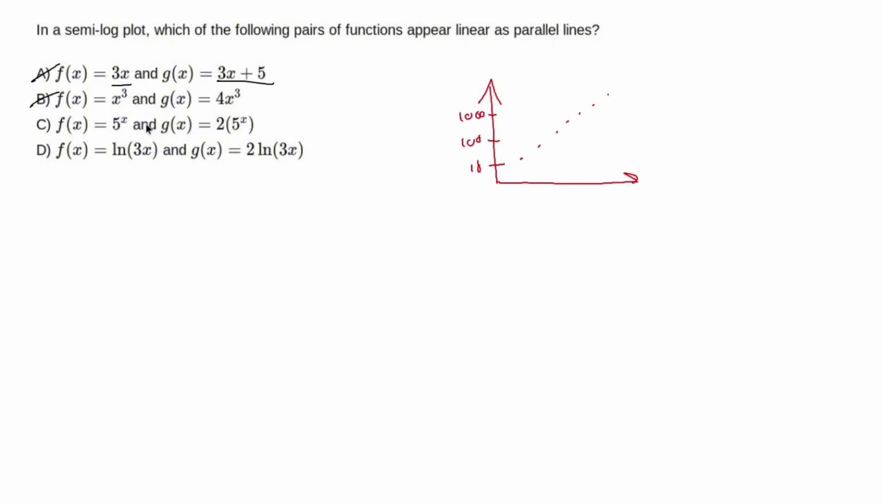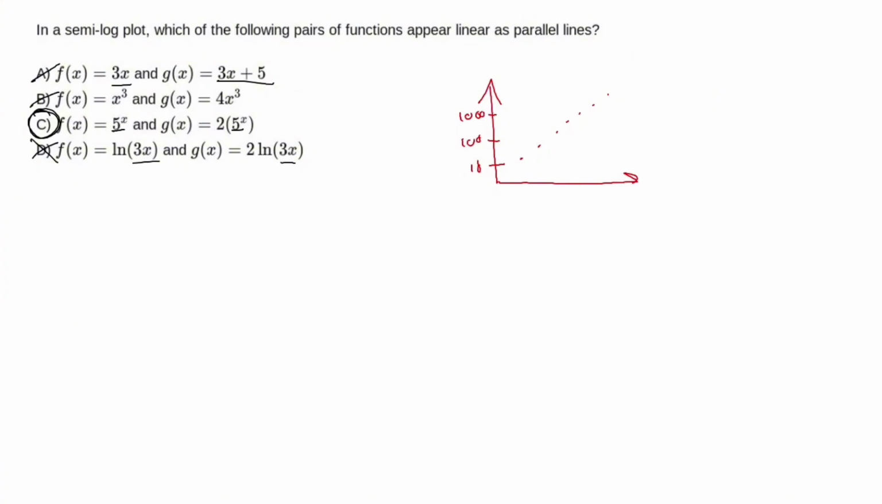Now 5 to the x and 2 times 5 to the x are both exponential functions with the same base of 5. So it's going to be C. There's a temptation to look at D and say ln, because there's semi-log plots, and a log plot is for ln. No, it's not going to be that. Semi-log plots only do this for exponential functions, so C is going to be the answer that makes sense in this case. C and only C.